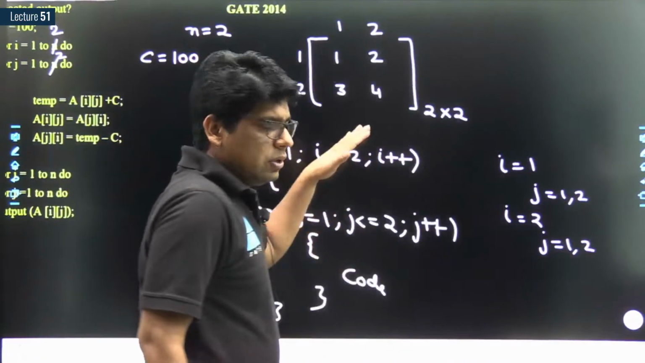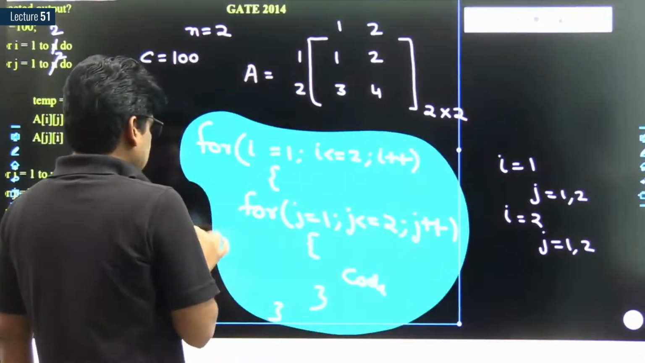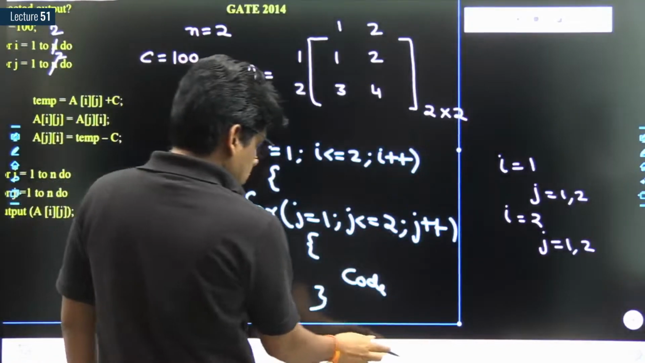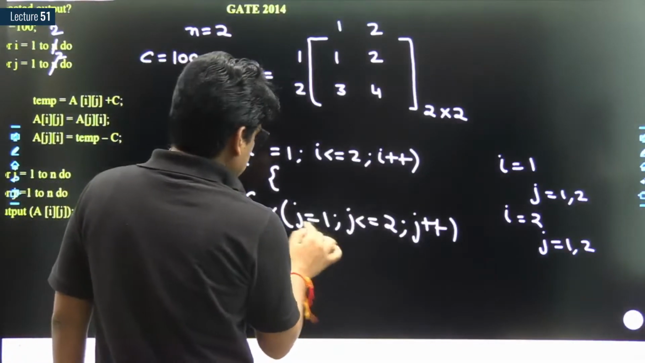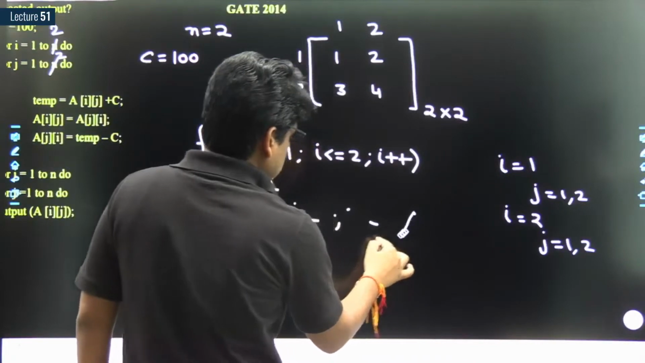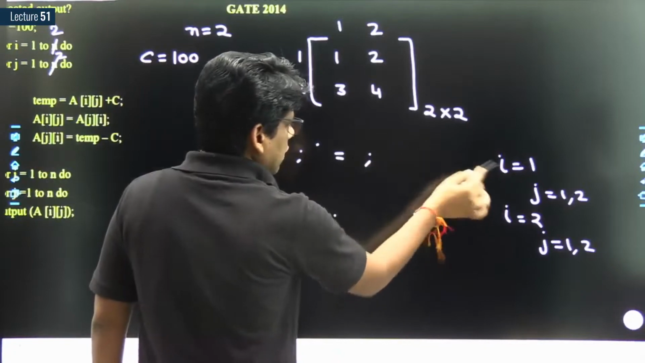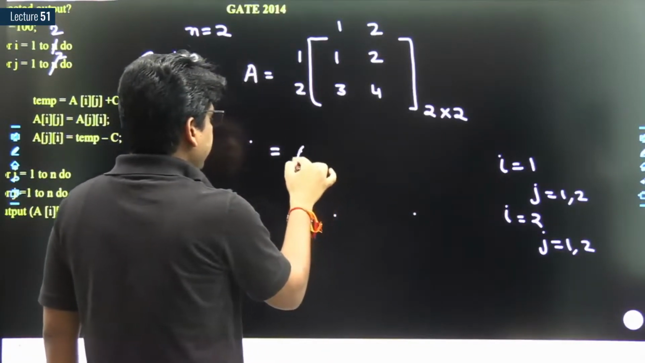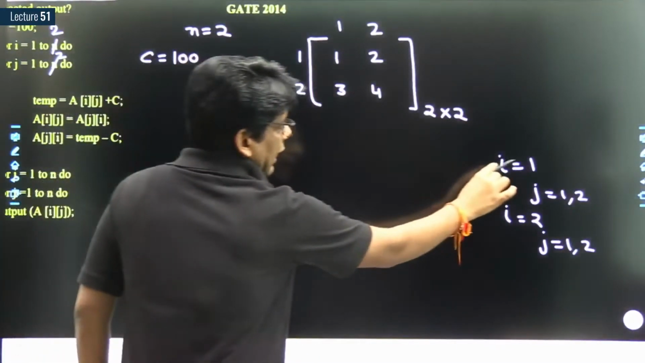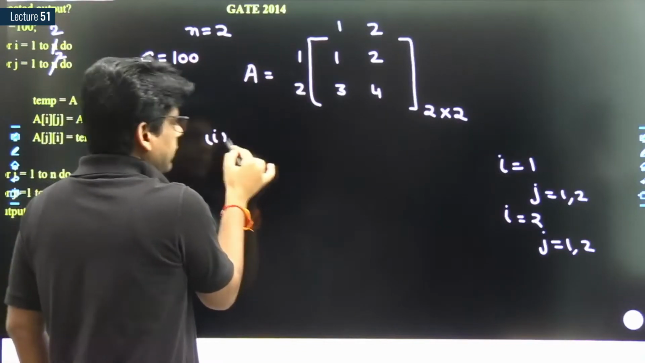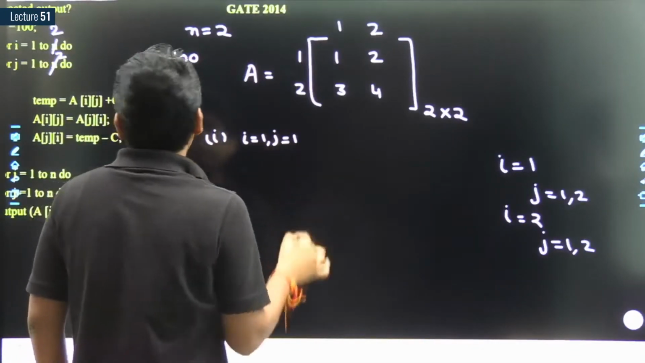That means, sir, we need to run the code for these values. For I is equal to 1, j is equal to 1, 2, that means we have 4 values. First of all, the code will run for I is equal to 1 and j is equal to 1. So the value of I is 1, j is 1.